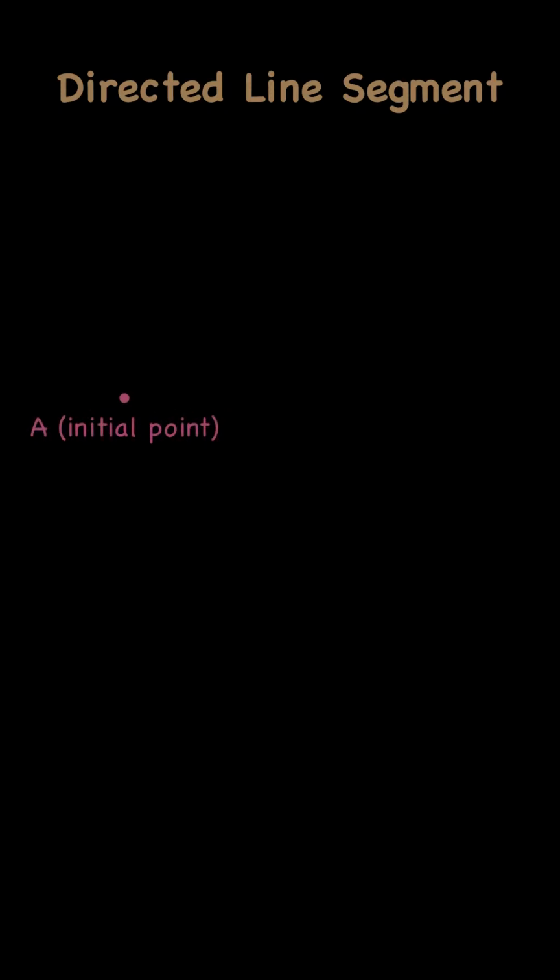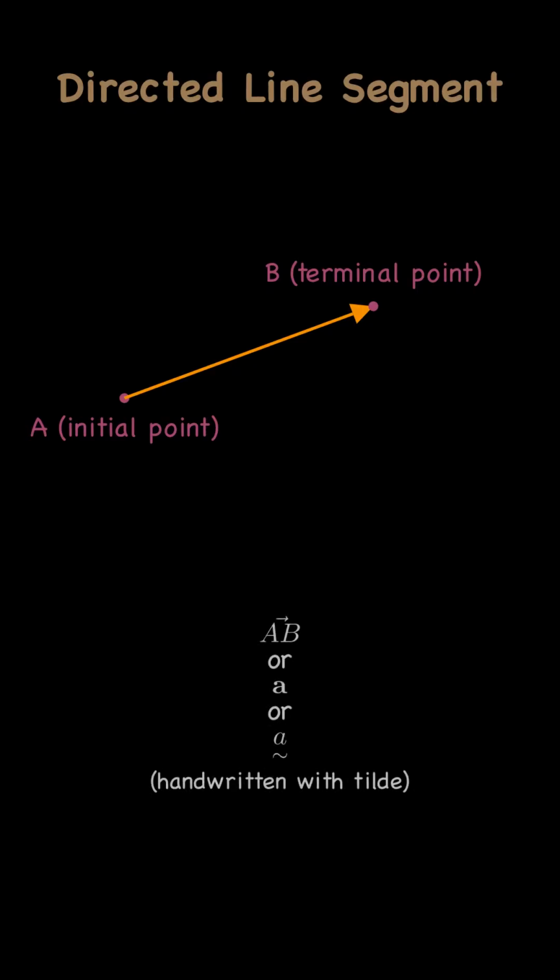A vector can be represented by a directed line segment. It has an initial point where it starts and a terminal point where it ends, with an arrow showing direction. We write vector AB with an arrow on top, or use a bold lowercase letter like a. In handwriting, we add a wavy line underneath called a tilde.